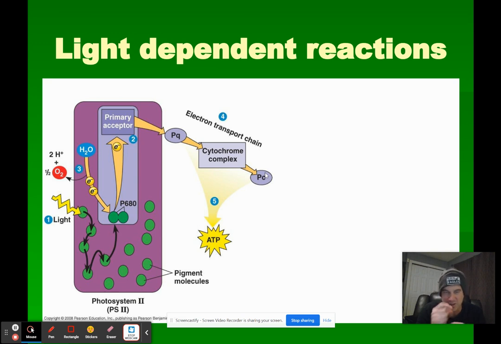I'll give you a little bit of detail on the next slide of how that happens, but you're going to notice it's a lot the same as cell respiration. So if we understand the electron transport chain from cell respiration, we'll probably understand it in photosynthesis.